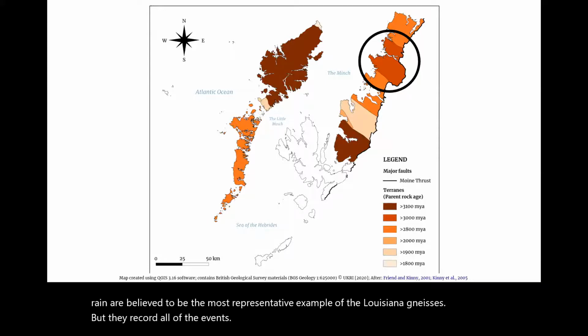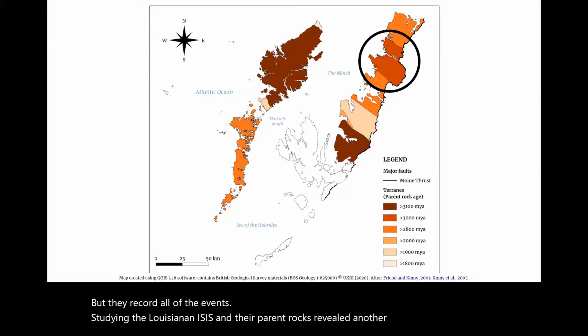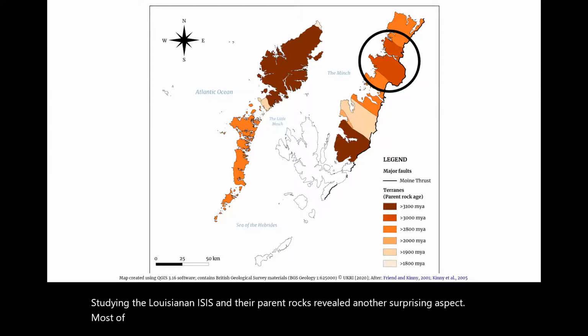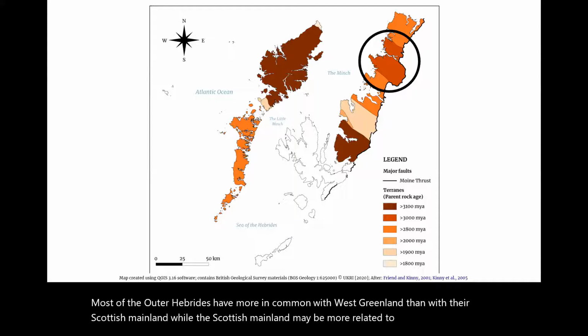Studying the Lewisian gneisses and their parent rocks revealed another surprising aspect. Most of the Outer Hebrides have more in common with West Greenland than with the Scottish mainland, while the Scottish mainland may be more related to Scandinavia.